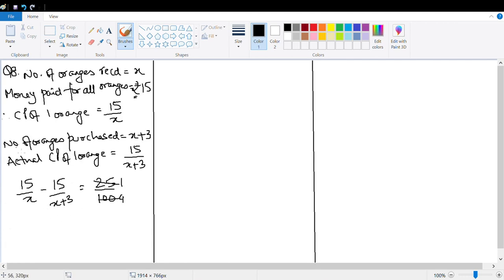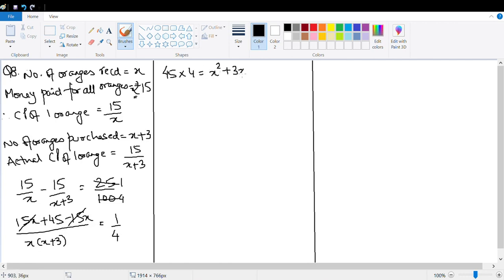This is a simple term, so I don't need to divide. So let's take LCM. So it'll be 15x plus 45 minus 15x upon x into x plus 3. This is equal to 1 upon 4. This and this gets cancelled. So 45 into 4 is equal to x square plus 3x. Let's take everything on one side. So x square plus 3x minus 180 is equal to 0.